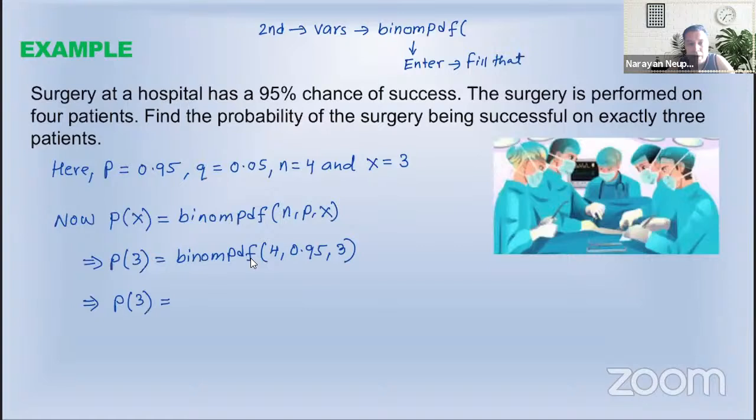Here the number of trials is 4, so plug in 4 there. And then the probability of success is 0.95, so the value of P is 0.95. Put that. And then the value of X is 3. Put that. And then you paste that information on the main screen.